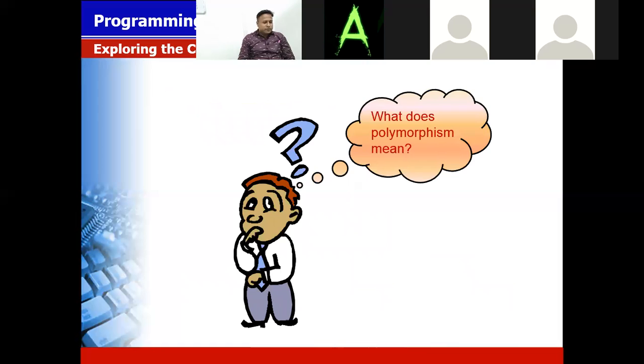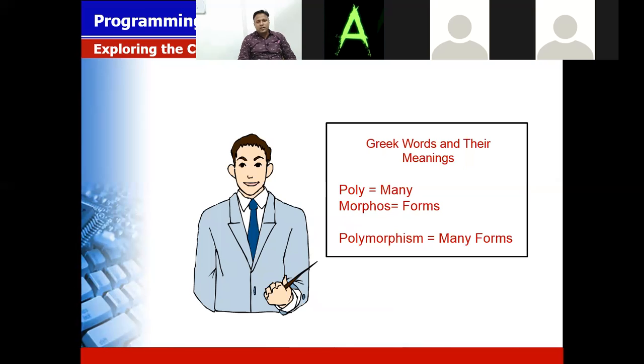Next comes polymorphism. Polymorphism is a combination of two Greek words, that is poly and morphos. Poly means many, morphos means form. It means one object is present in different forms.